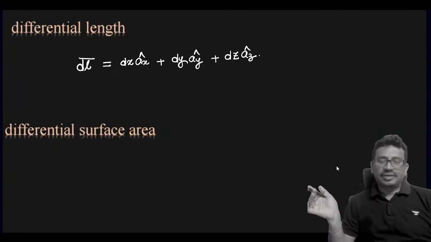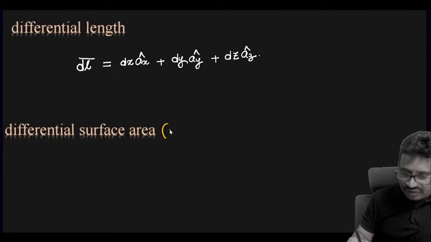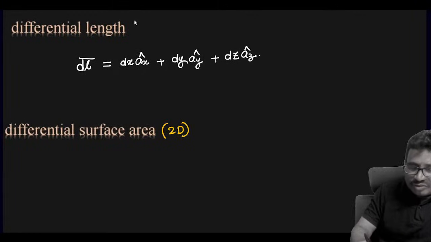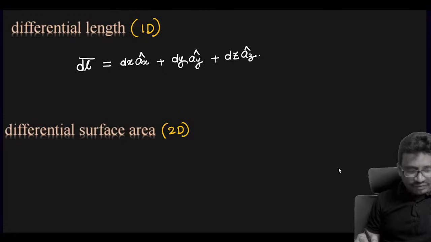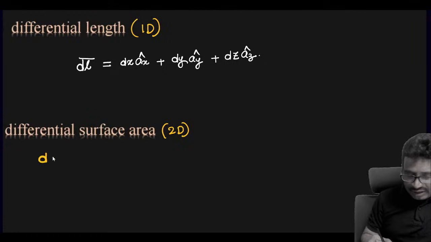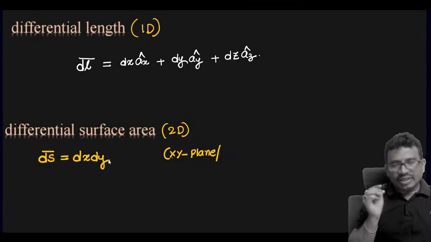Differential surface area. Surface area is a vector quantity, and in this case surface area is defined for the two-dimensional case. Area means two parameters are required now. Length means only one parameter. Now tell me, differential surface area in the case of the xy plane. The x direction change in length is dx, along y direction is what? Tell me now, dy.